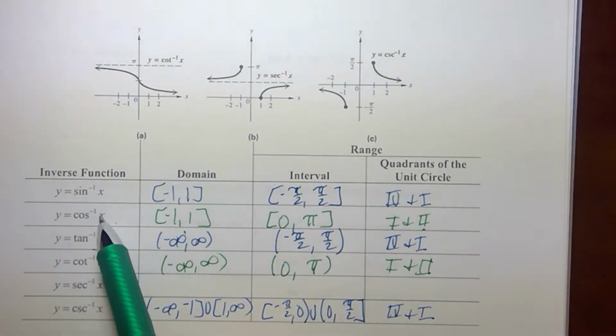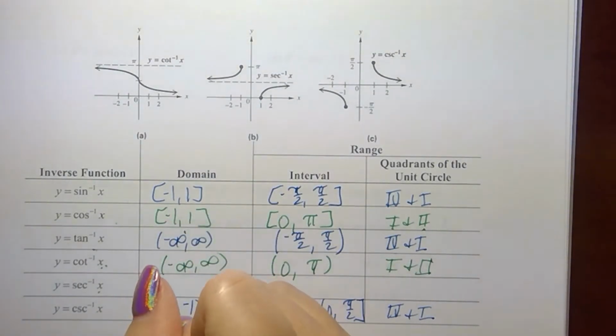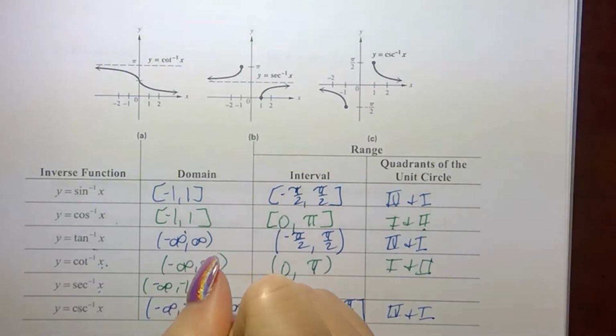And then I get to the reciprocal function of cosine, which is secant. So cosine inverse, the reciprocal is secant inverse. When I flip that domain, instead of everything between, I've got everything from the ends.